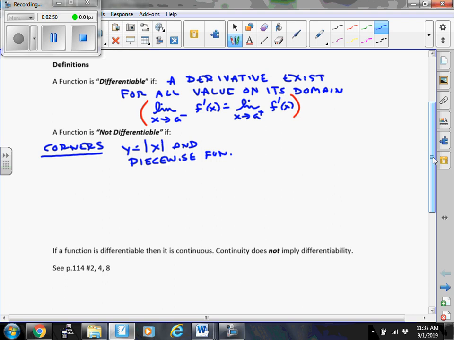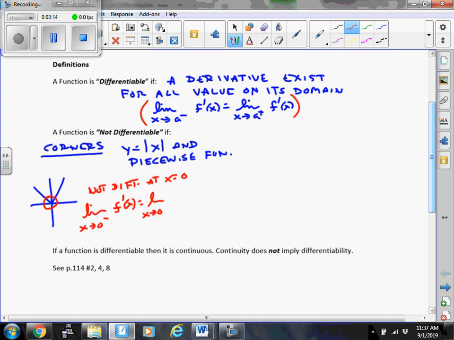So let's take a peek at the absolute value curve. It looks like this. If you look right here, it has a corner. So I would say it's not differentiable at x equals 0. Why? Because the limit as x approaches 0 on the negative side of the slope does not equal the limit as x approaches 0 on the positive side of the slope. In other words, the slope on this side is -1. The slope on this side is +1. Therefore, the slope here is not the same on either side.